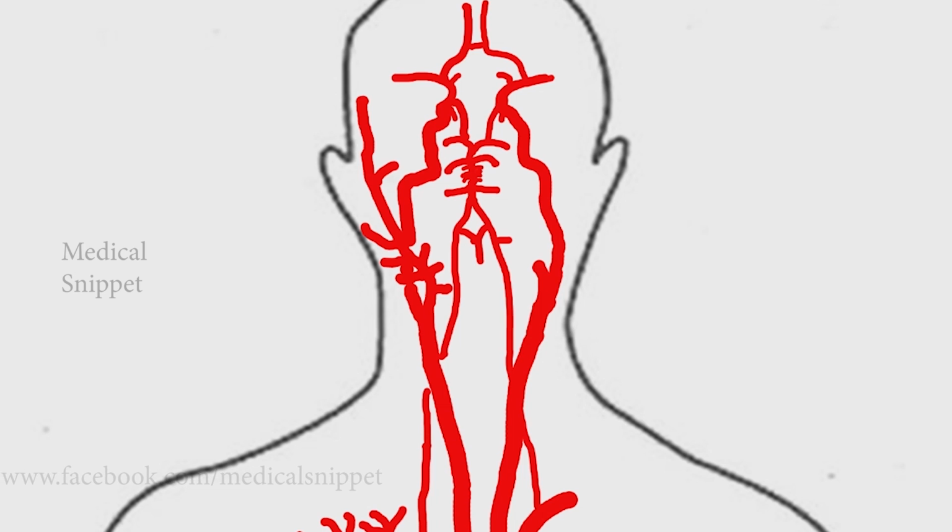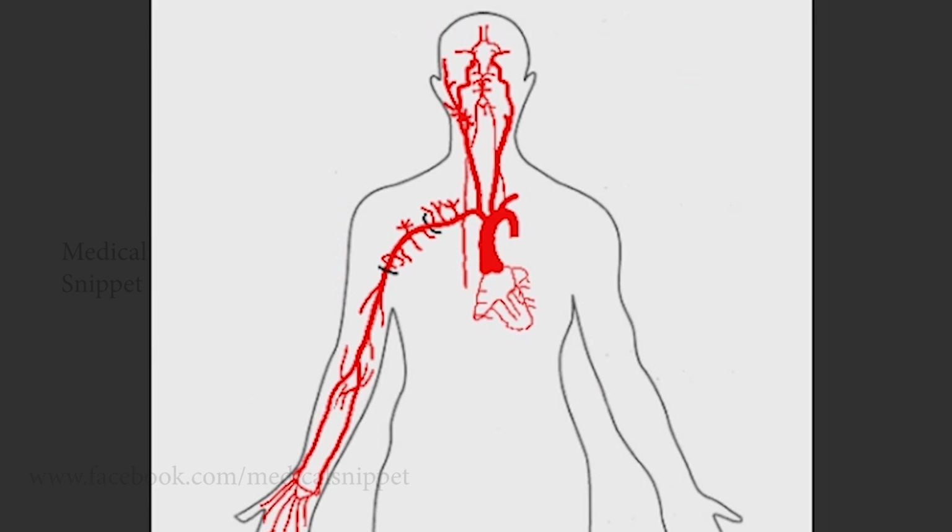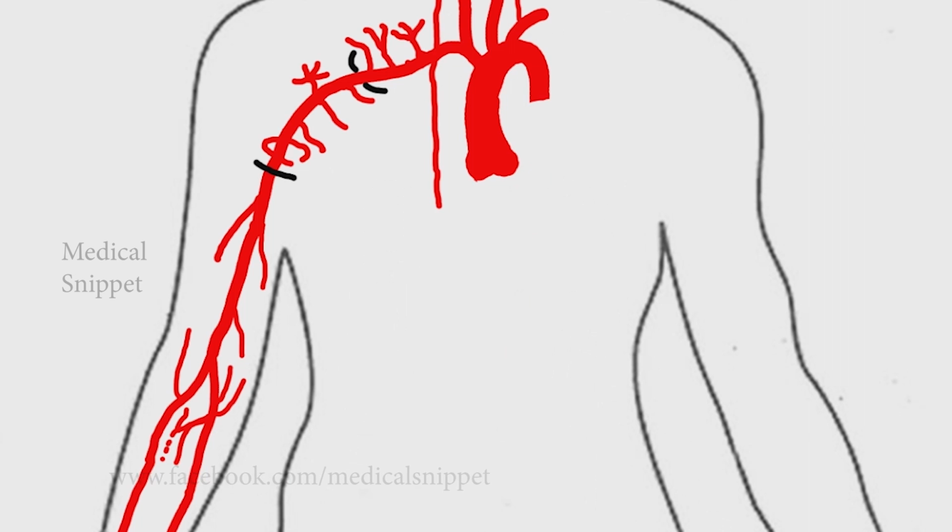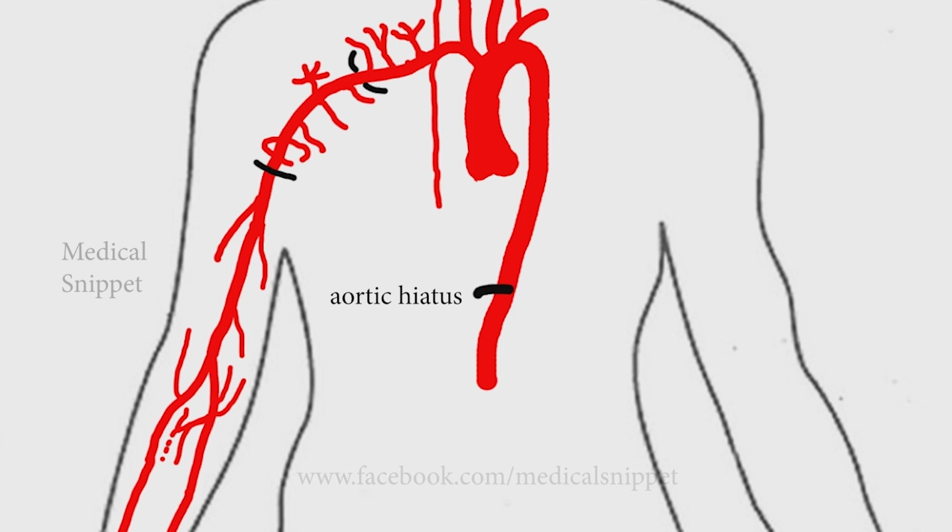Let's see the branches of descending thoracic aorta. The coronary arteries are temporarily hidden to visualize the descending thoracic aorta. The descending aorta starts at the level of the fourth thoracic vertebral body, as the continuation of the aortic arch. It exits the thorax by continuing as the abdominal aorta, as it crosses the aortic hiatus in the diaphragm, at the level of the 12th thoracic vertebra.